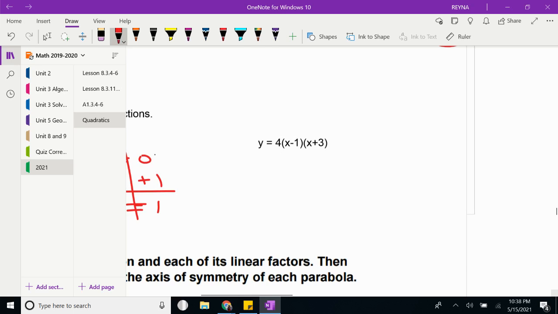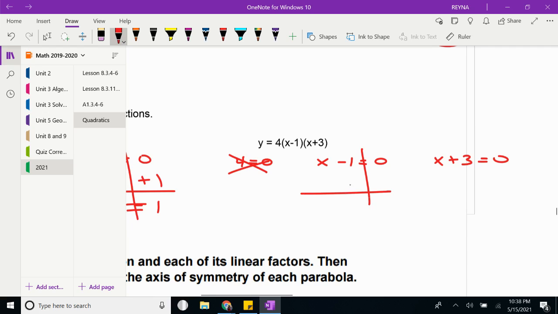Okay, well, what if I have a number in the front? What do I have to do with that? Same thing, set it equal to 0, and do it separately. Okay, does 4 ever equal 0? No. Just get rid of it.